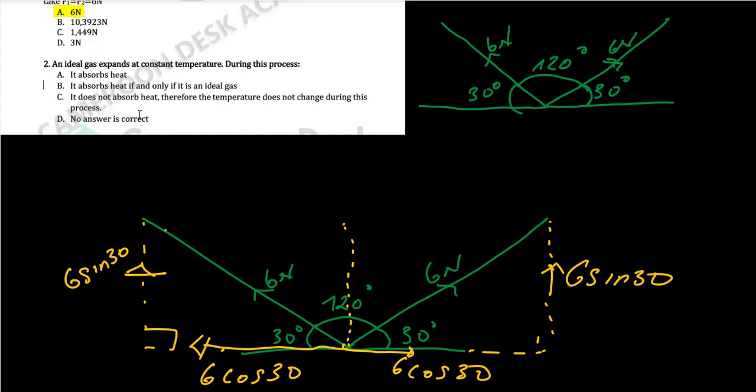So why does it absorb heat? Since the temperature is constant, it means that the variation of the internal energy is zero. In other words, the heat absorbed by the gas is equal to the work done by the ideal gas on its surroundings. So the correct option is that it absorbs heat. So question number 2, correct option A.